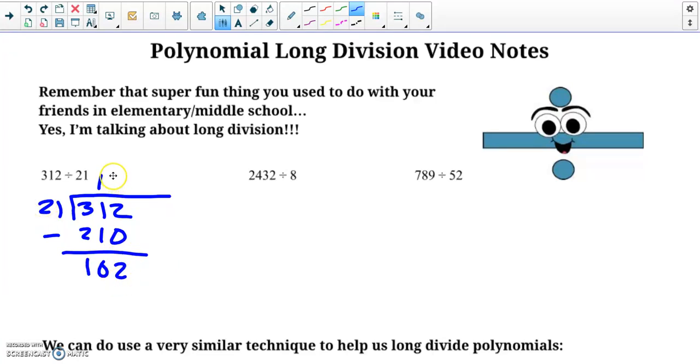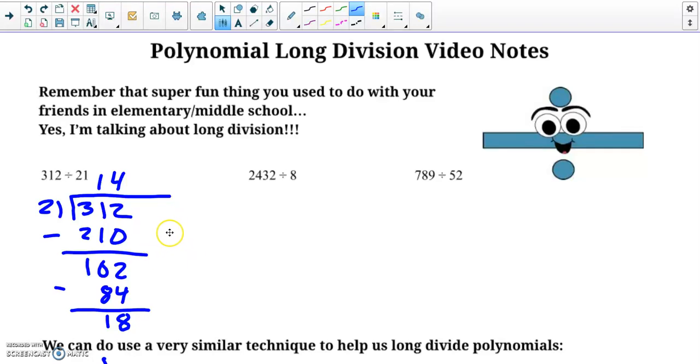Well, it goes in 4 times. Doesn't go in a 5th time, that'd be too much. We do 21 times 4, we get 84. Again, we subtract down, and we'd get 18. How many times does 21 go into 18? Well, that's smaller than 21, so we are done.